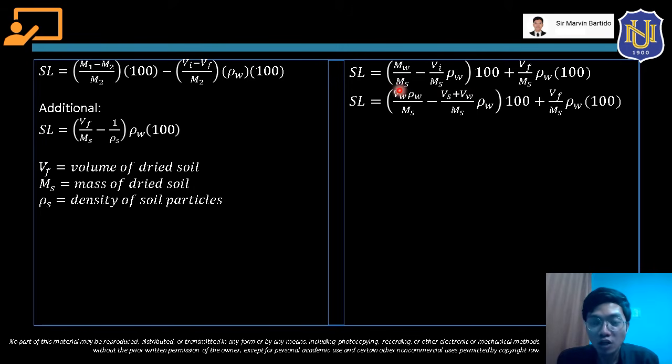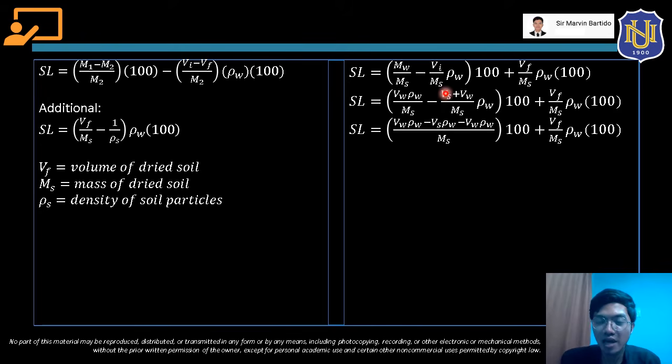And also class, yung mass ng water natin, pwede natin ito gawing in terms of volume, 'di ba? By this formula. So, density kasi ng water, mass yan ng water over volume ng water. So, therefore, yung mass ng water, volume lang yun ng water times density ng water. Tama? So, from here class, pwede nating i-distribute 'to. Okay. So, magiging V sub S times rho sub W. Tapos ito din, V sub W times rho sub W. So, naka-negative yan, ha? Okay.